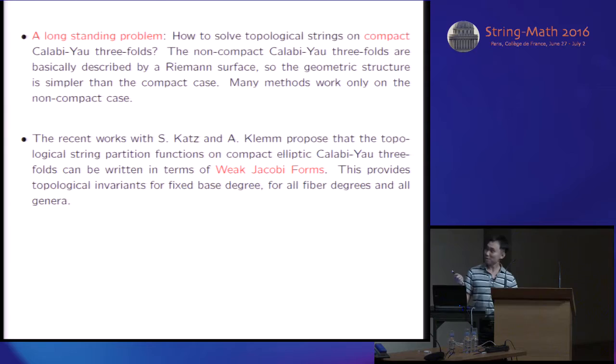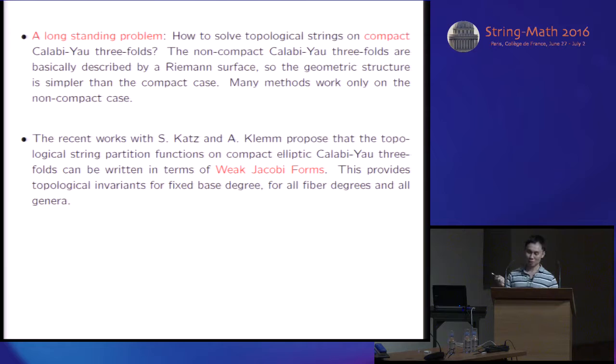A long-standing problem is how to solve topological string on a compact Calabi-Yau threefold. Basically, this is much more difficult than the non-compact Calabi-Yau threefold, because the non-compact case is usually described by a Riemann surface, which is lower dimensional than the compact case. And in many cases, you can take a limit that goes from the compact to the non-compact case. There are many methods that work on the non-compact case, like topological vertex and localization. It's difficult to make them work for the compact Calabi-Yau threefold.